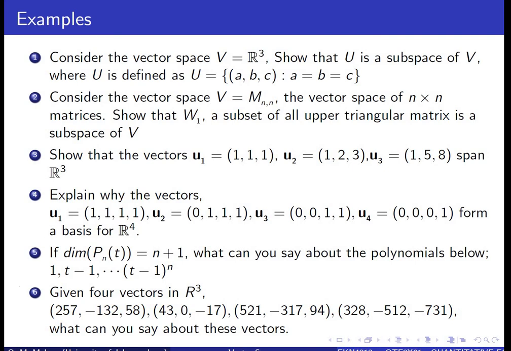Given 4 vectors in R3, okay, 1, 2, 3, 4, what can you say about these vectors? What we can say about these vectors is that they do not span R3, because we have a 3-dimensional space with 4 basis vectors. It means one of them should be linearly dependent, which means they cannot span R3, which also means that they do not form a basis for R3.